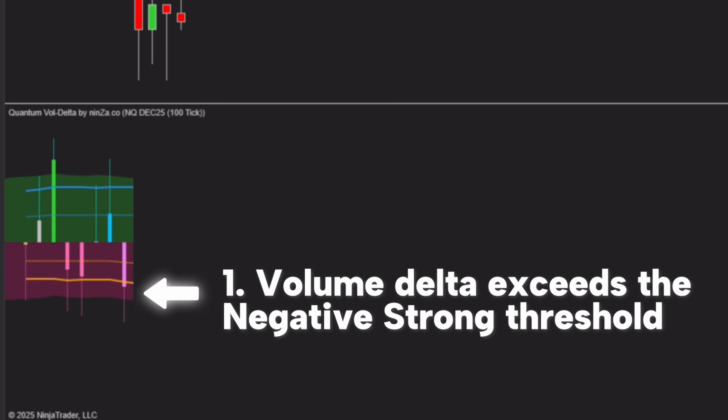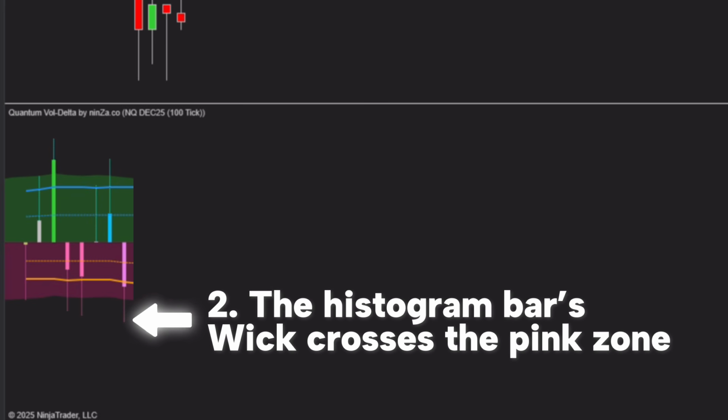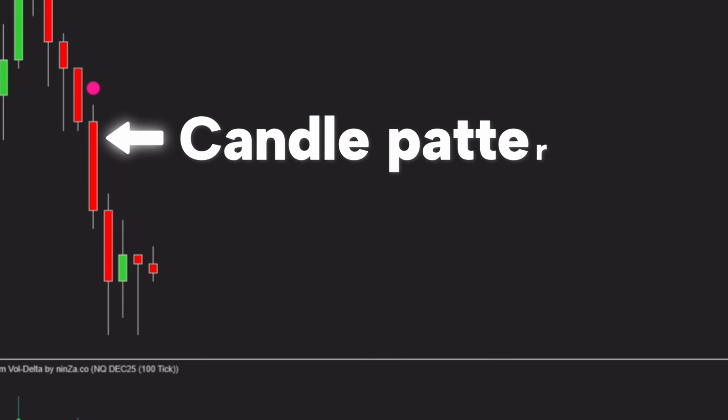This is the foundation for the indicator to confirm that selling pressure is truly strong. The second condition is that the wick, or the shadow of a histogram bar, must cross the average sell volume level. Next, the indicator will analyze the current candle to determine what candlestick pattern it belongs to. This step is important because the candlestick pattern adds another layer of confirmation to the reliability of the signal.